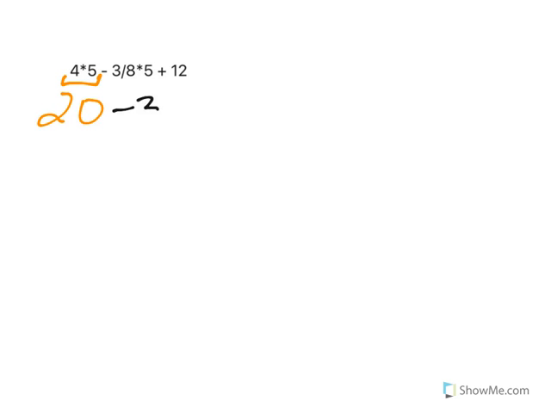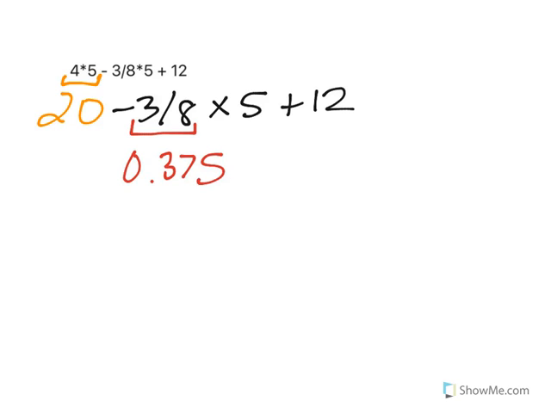And then I'm just going to rewrite the rest of the problem because that's where I'm at. Okay, so I've got 20 now. I want to keep going left to right, so I have 20 minus 3. Nope, that's subtraction. But then I see 3 divided by 8, so that's my next step. Well, 3 divided by 8 is 0.375, so I want to rewrite my problem. 20 minus 0.375 times 5 plus 12.